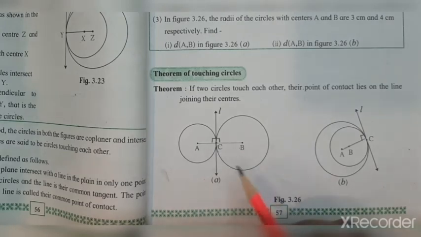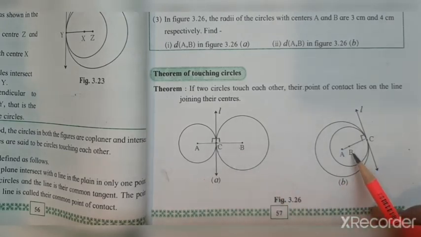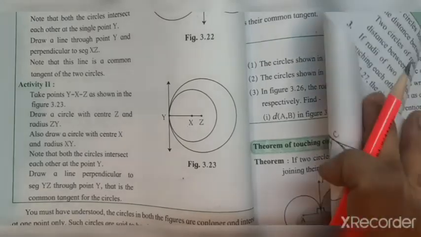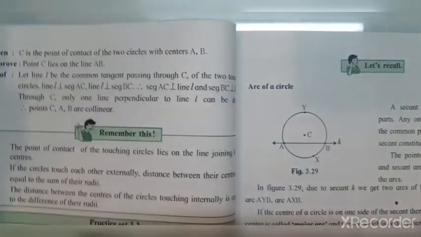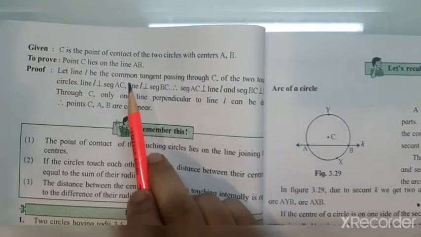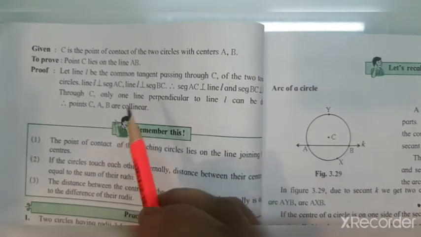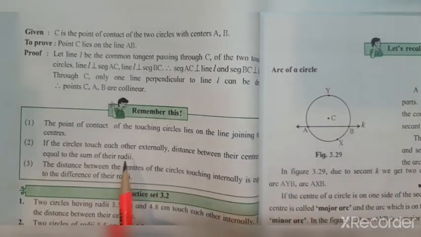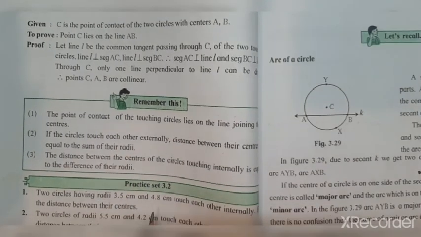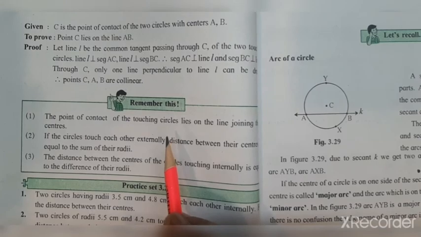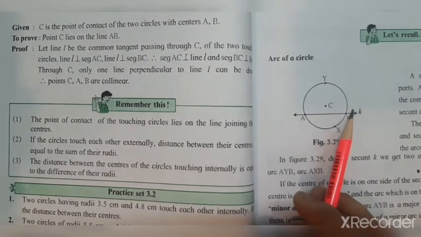The same applies to circles touching internally also. That is shown here, the theorem is written and explained here. Clear? So you will go through the theorem statement, and after learning the 3 properties of touching circles, on page number 58 they have written all 3 together.